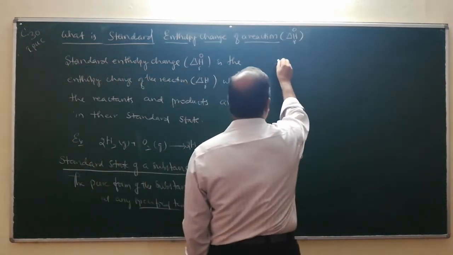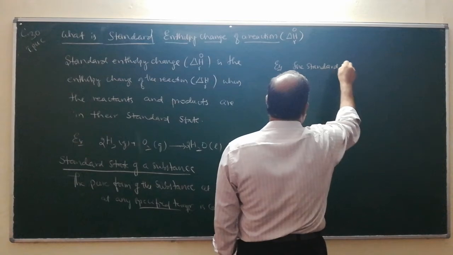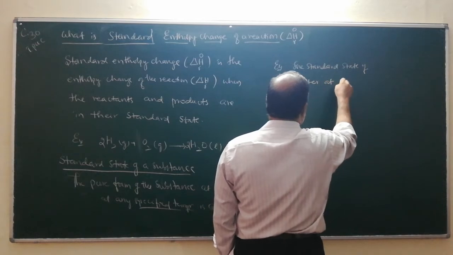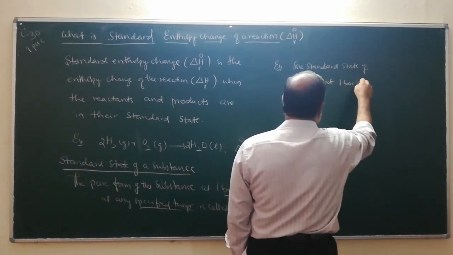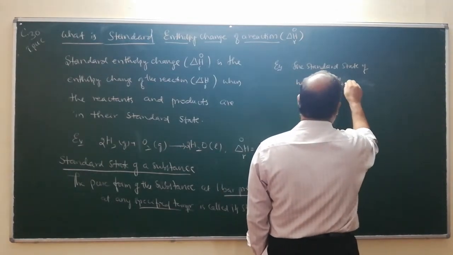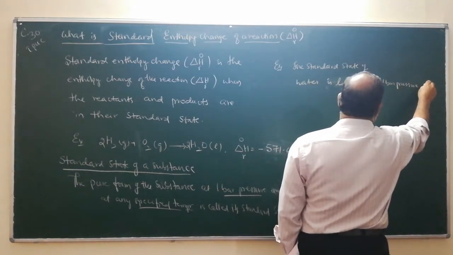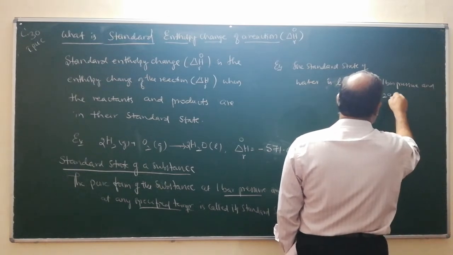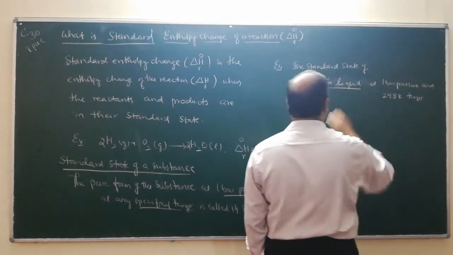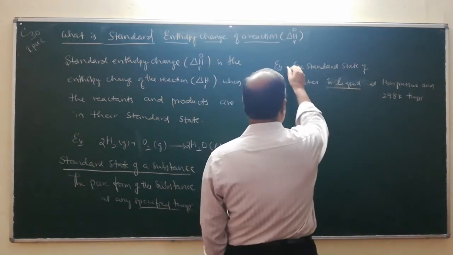Example: the standard state of water at 1 bar pressure. The standard state of water is liquid at 1 bar pressure and 298 Kelvin temperature. So the standard state of water is liquid at 1 bar pressure and 298 Kelvin temperature.